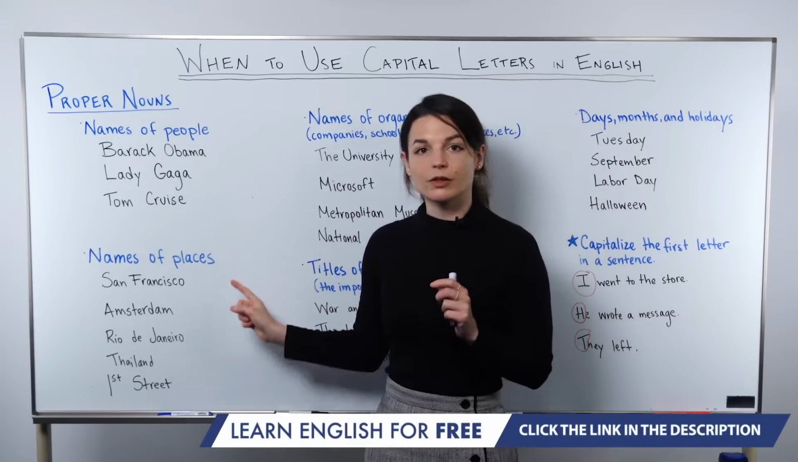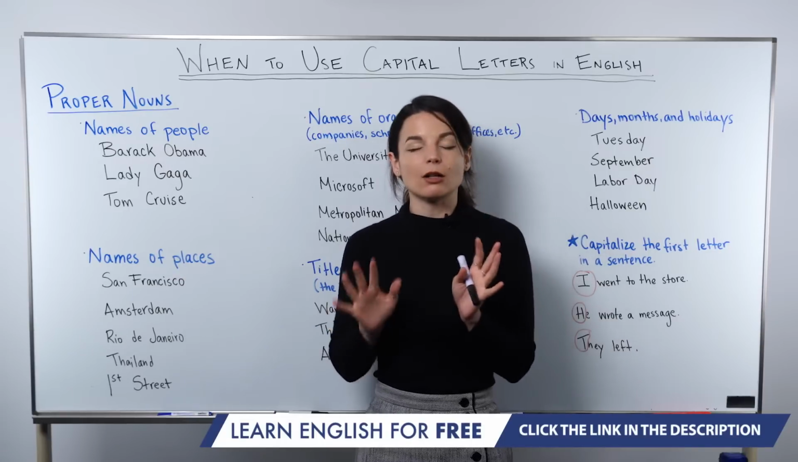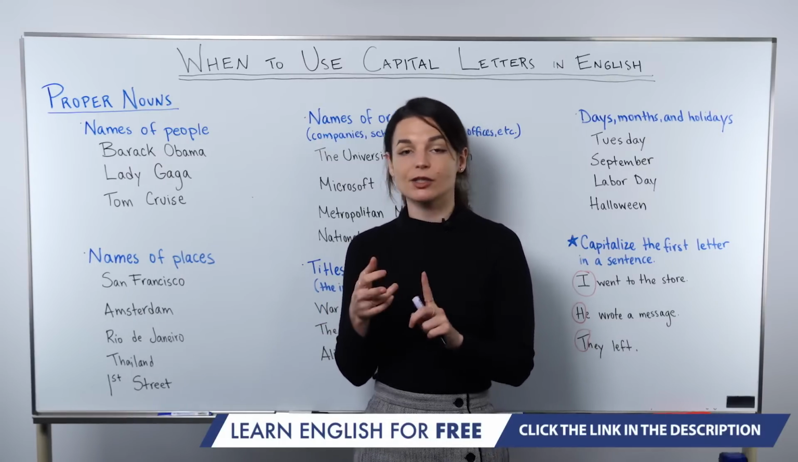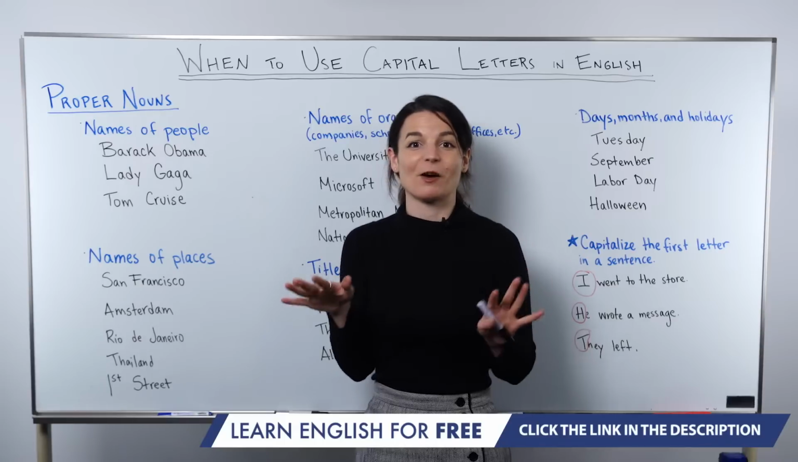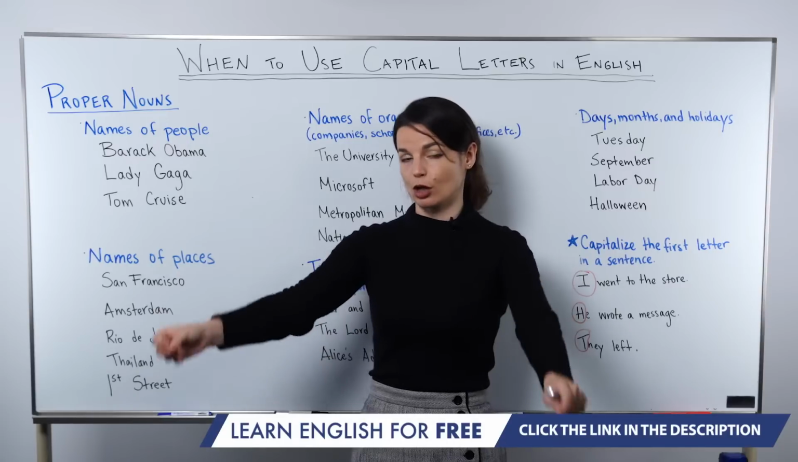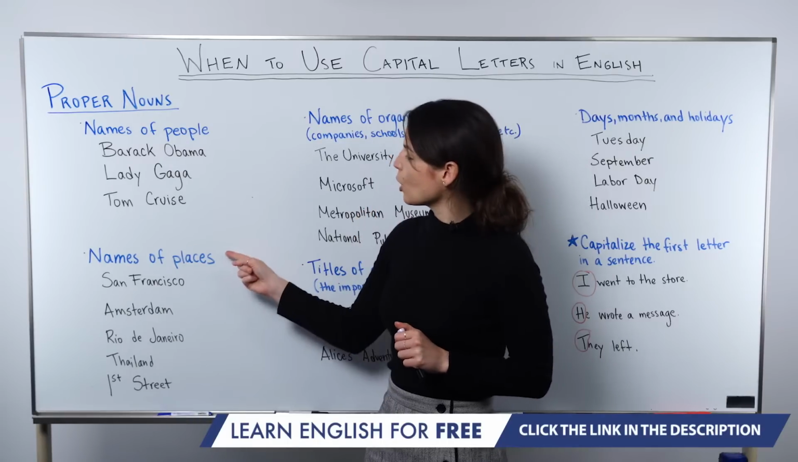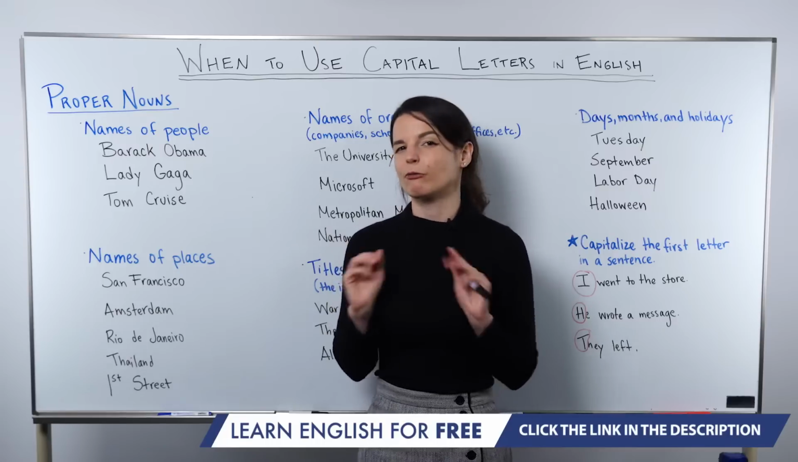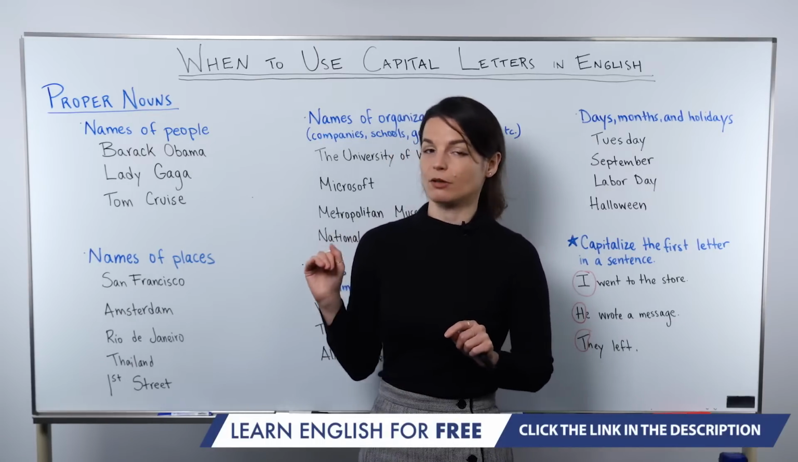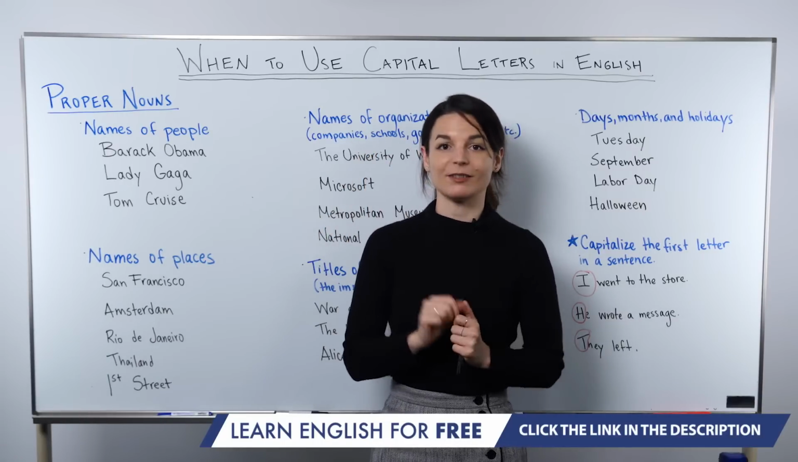So we also use this rule for the names of places. And when I say places, I mean a lot of different types of place. For example, cities, countries, streets, neighborhoods, and so on. So if there's a specific name for the place where you live or the place where you're going, we use that with a capital letter. However, it's important to note when I say places, I don't mean type of building. So for example, supermarket or bank, these don't get capital letters. Those are just general place types. When we talk about the name of a place, we use this rule.